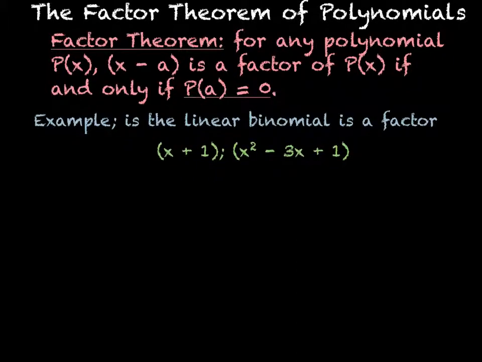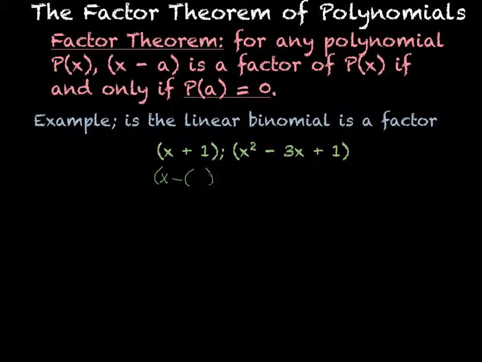Factor theorem of polynomials. The factor theorem states for any polynomial p of x, x minus a is a factor of p of x if and only if p of a equals 0. So if we want to say if it is a factor or not, we need to first find a given our factor and then plug it in and see if it equals 0.